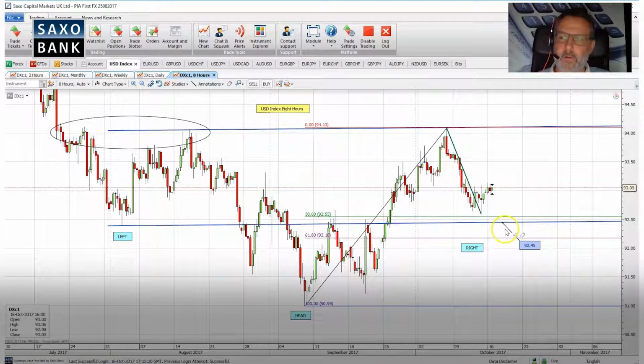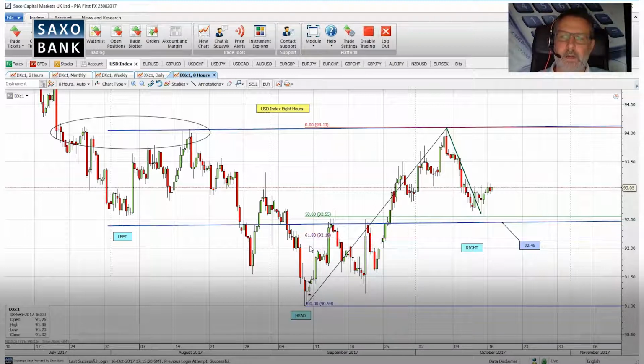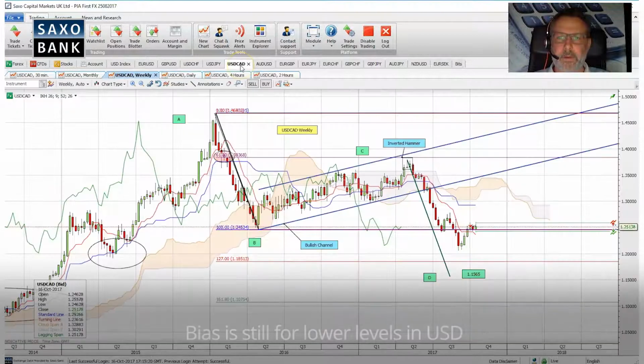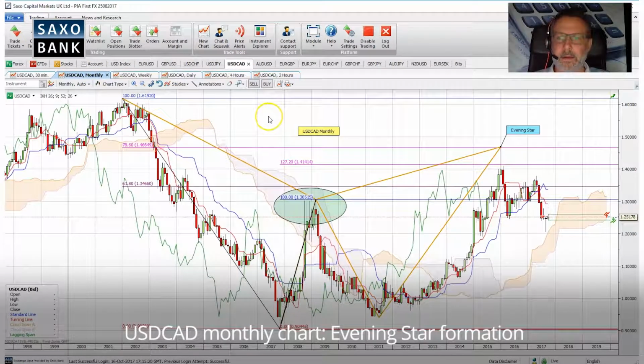come to an end. We've got trendline support or channel support, which could potentially be a right shoulder located at 92.45. And then we've got this 61.8% pullback level at 92.18. So our bias at the moment is still for lower levels in the dollar, and we're looking for rallies to be sold into. Now, if we break down and look at the dollar CAD and break down through time frames.